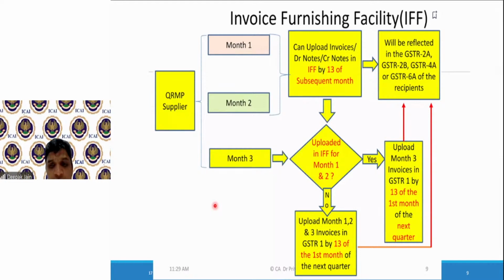Is there any date for uploading the invoice details in IFF? Yes, there is a date. We have mentioned here by the 13th of the subsequent month. Let's take an example of quarter one: April, May, June is your quarter. April sales you will report in IFF by the 13th of May, and May supplies you will report in IFF by the 13th of June. Whatever supplies you have made from April, May, June, you will report in GSTR-1 by the 13th of July. All of this is the 13th of the subsequent month, and the subsequent month of the end of the quarter.